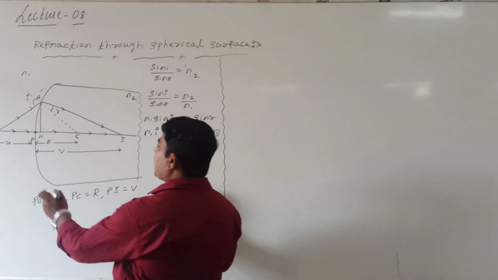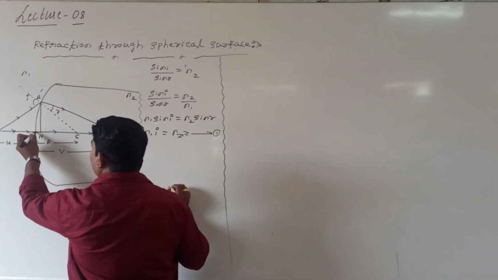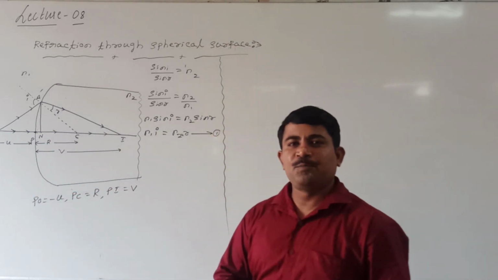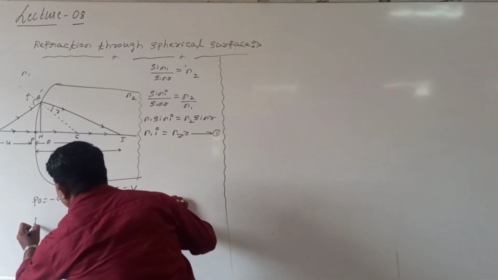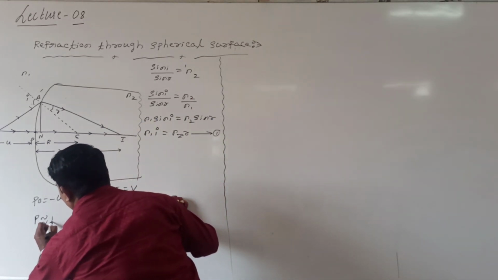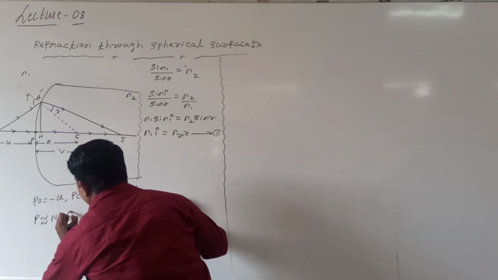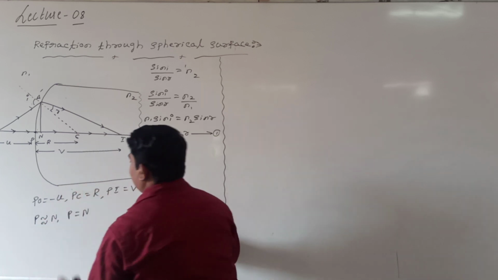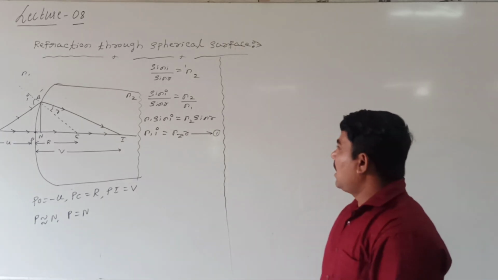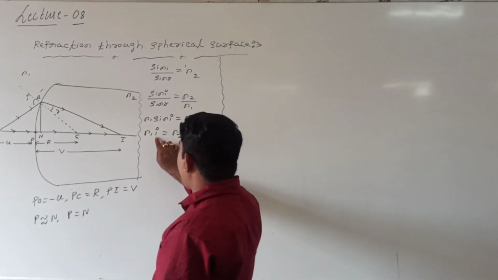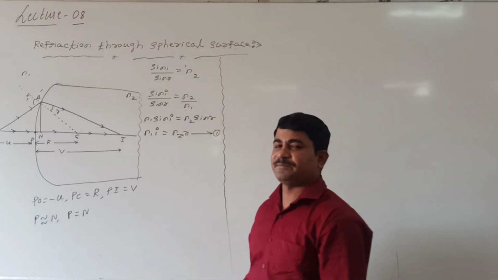Then in the figure, this N point is very close to the P point. Since N is very close to P, directly I can take P equal to N from the figure. It is an assumption. Now I need to find the value of i and the value of r.